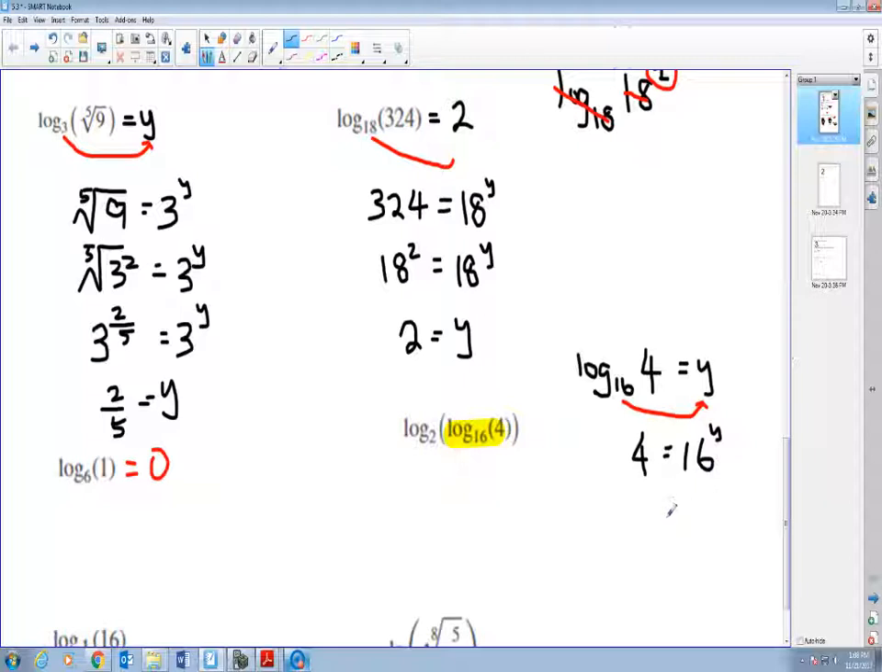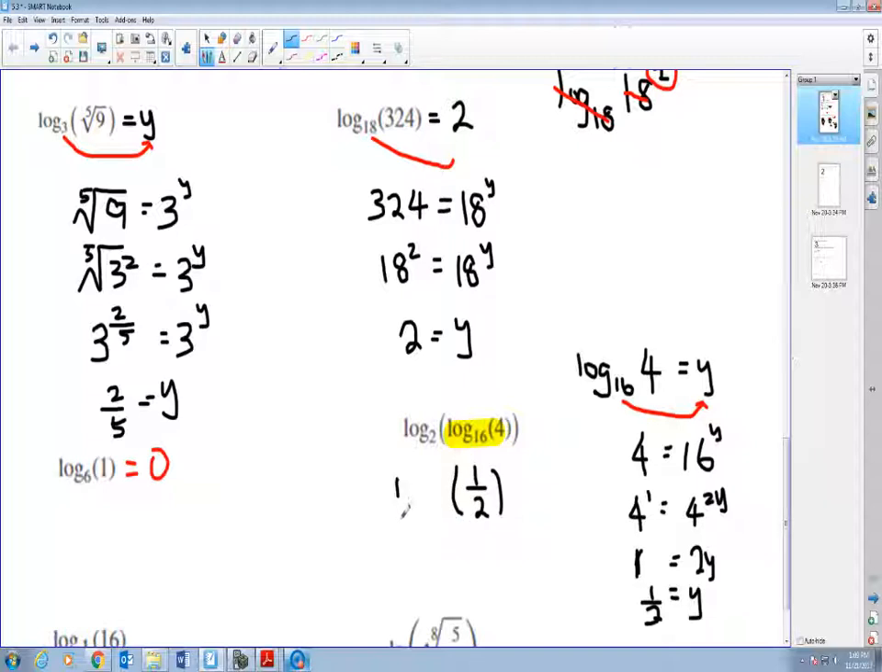Alright, I can make my 16 into a base 4. That becomes 4 squared. But on the outside of my 16, there's an outer exponent y. So by the power rule, this is going to be 4 to the 2y power, equal to 4 to the first. Since the bases are the same and equal, we set the exponents equal to each other. So my y is equal to 1 over 2. That means this log with the base 16 of 4 becomes a half.